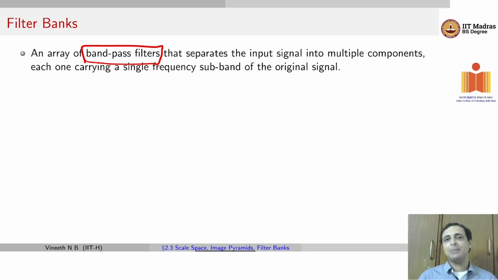At this point, by band pass filters, we are saying that we want only a certain set of frequencies to pass through, and we're going to use a bank of such filters to be able to separate the input signal into multiple components, each one carrying a certain subband of your original signal in the image, and that can be used to represent the texture in your image.